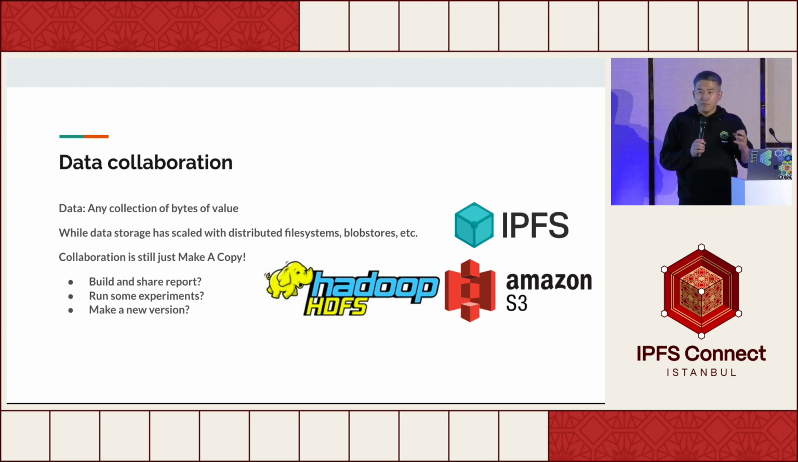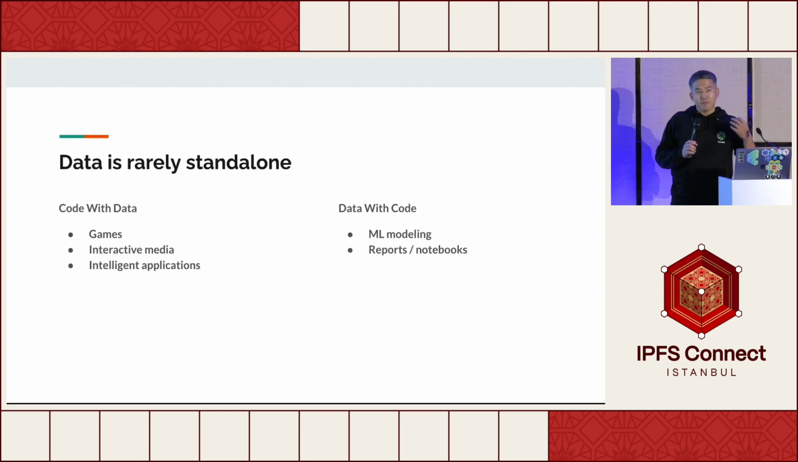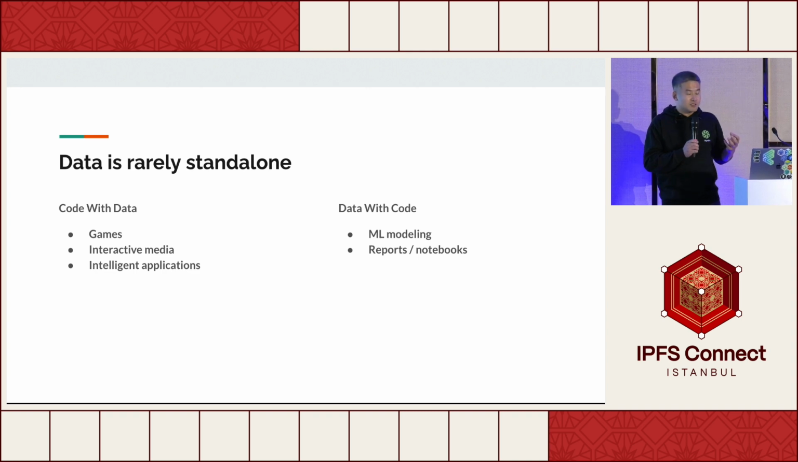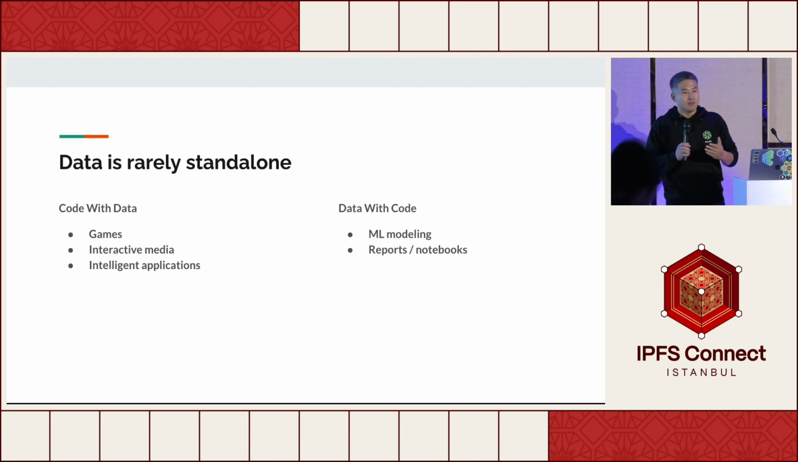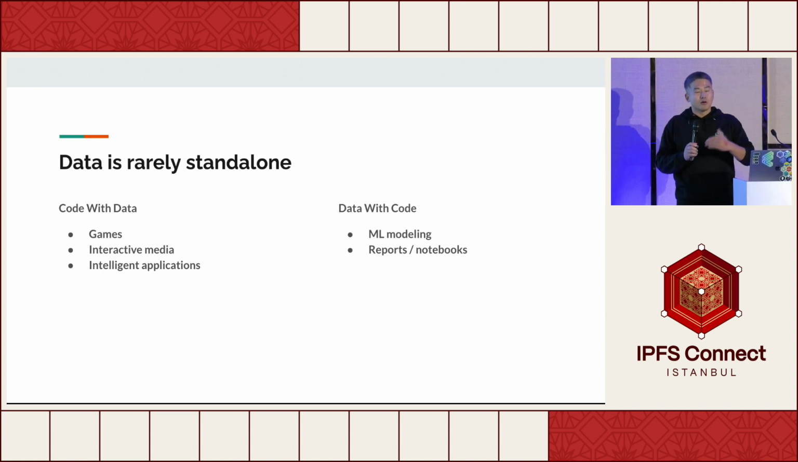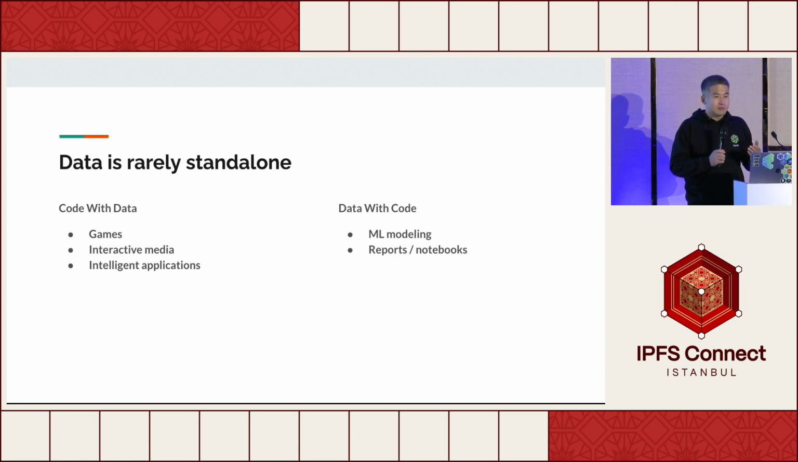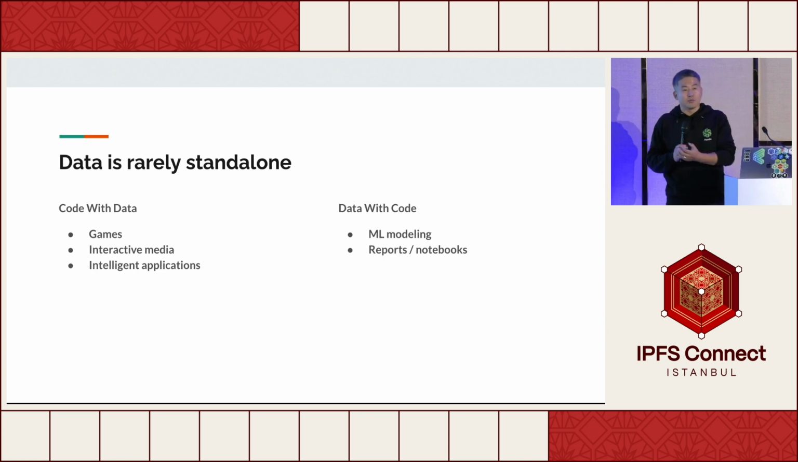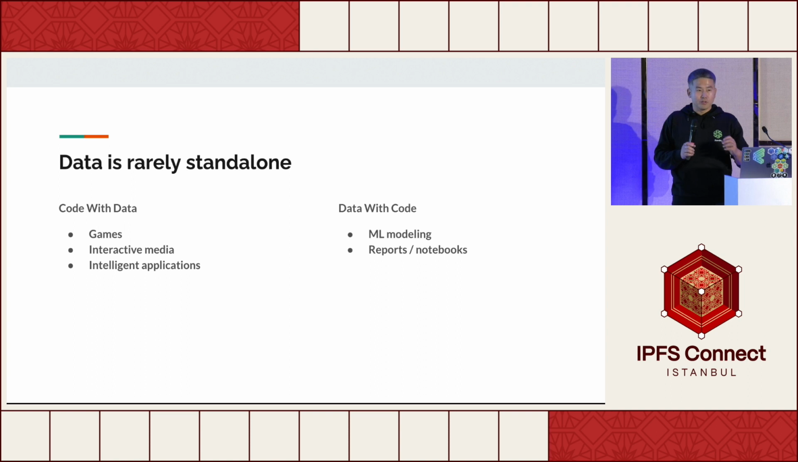But how can we make data collaboration better? That is why we want to build Jiaozi FS. Most of the time, data is not standalone, just code or just data. Code is another kind of data, for example data models of machine learning and AI. Sometimes code comes with data, sometimes data comes with code. So for modern data analysis, we need to think about how to make collaboration with data.